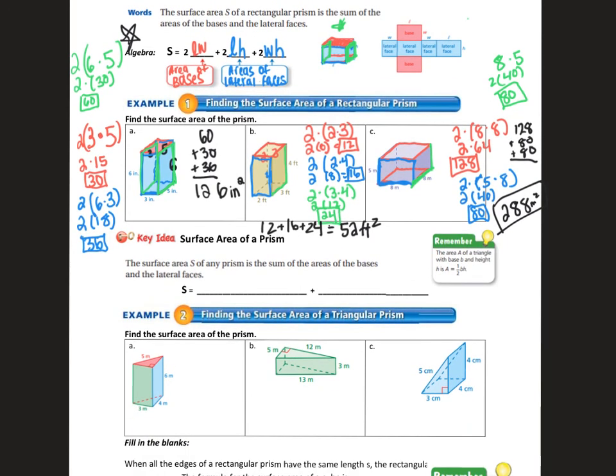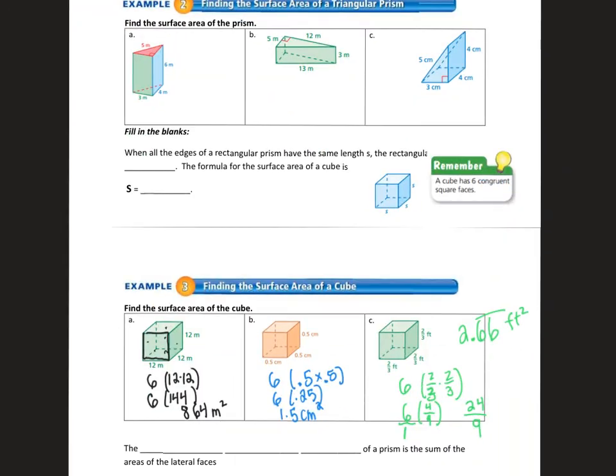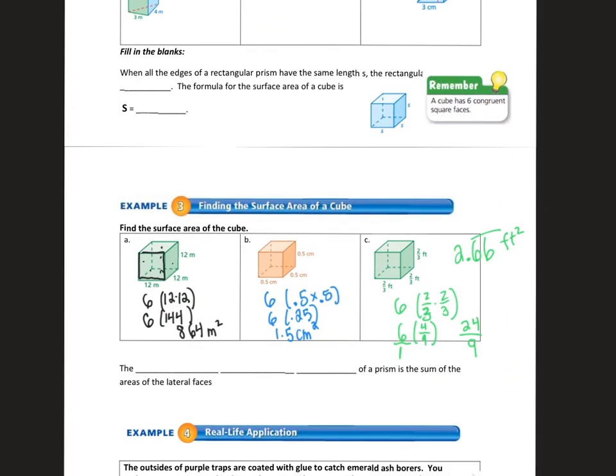We are going to look at triangular prisms next class, and we also looked at the area of a cube today. Remember, cube just meaning that all 3 dimensions are the same. We have 6 of the same faces, so we can just multiply it by 6.